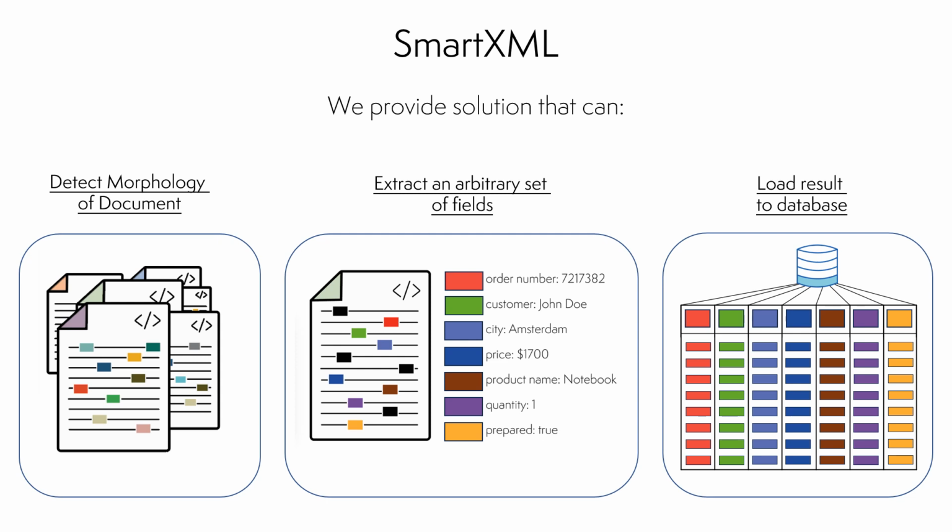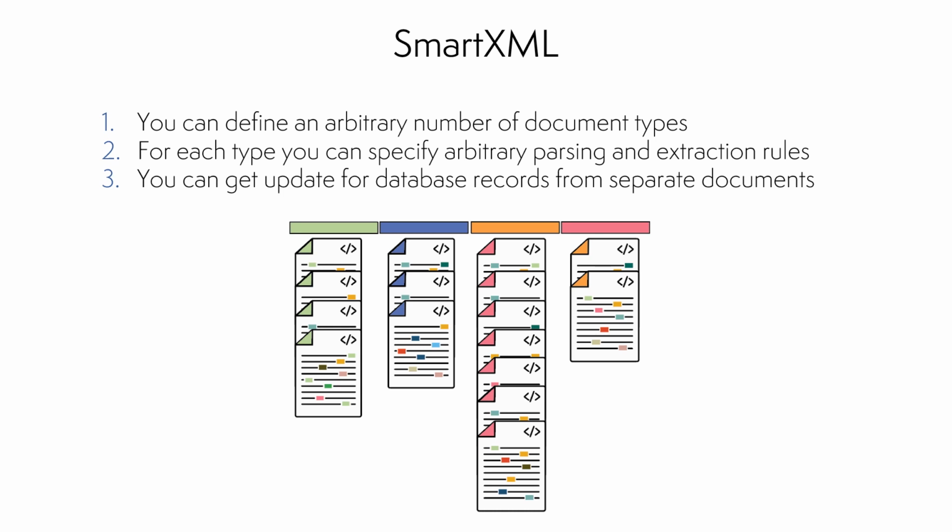Our solution allows you to define document morphology, flexibly extract the required set of fields, and load the result into a database. SmartXML allows you to classify documents. You can specify arbitrary data parsing rules for each type. It is also possible to use arbitrary document subtypes as patches for documents already loaded into the database. For example, you can extract an order status from XML and update the corresponding record in the database.